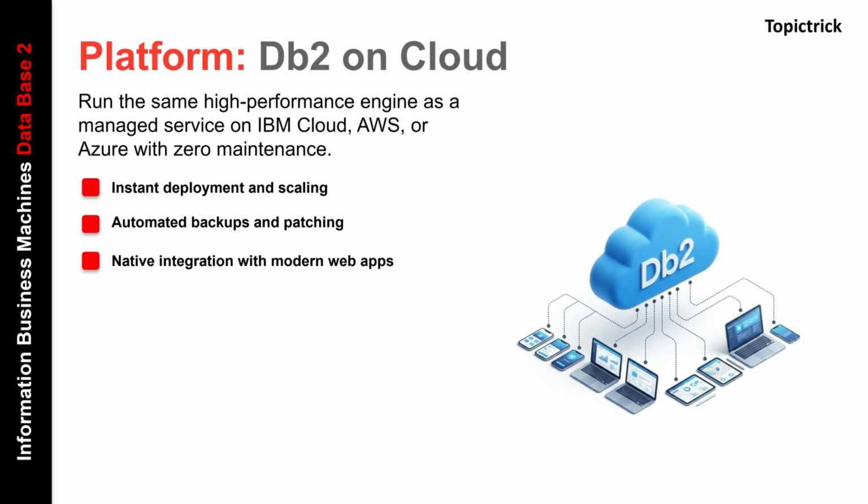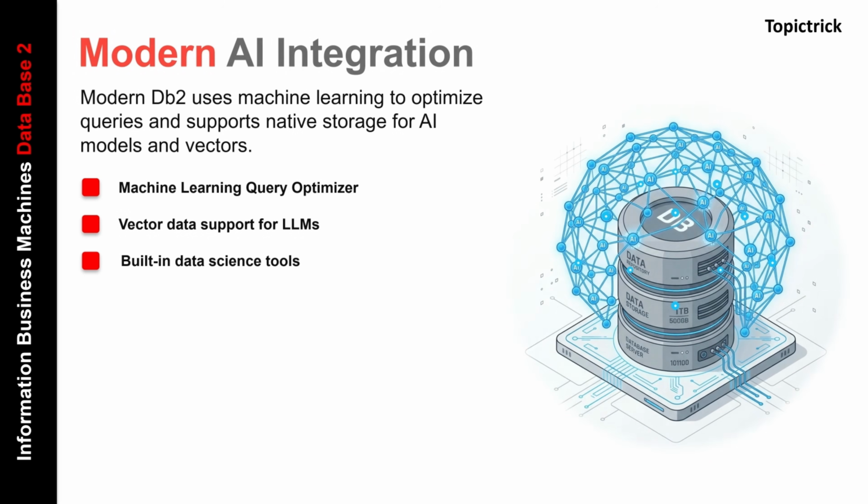Then there's DB2 Warehouse, which is built specifically for massive petabyte-scale analysis and data science. But for me, the most exciting part is the artificial intelligence. Modern DB2 uses machine learning right inside the query optimizer. It doesn't just guess the best path anymore. It actually learns from every query you run. It builds a neural network model to get smarter and faster as you use it.